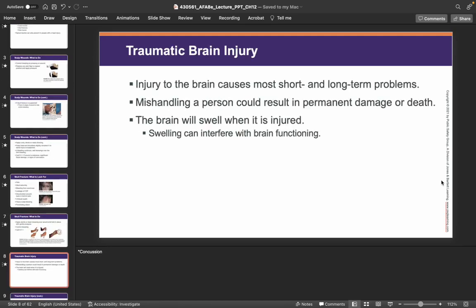All right, traumatic brain injuries. A traumatic brain injury is any sort of injury to the brain, but it will cause short and/or long-term issues. Okay, these aren't always characterized by a penetrating wound where there's bleeding and stuff involved. This can just be caused by a blunt force trauma of some sort.